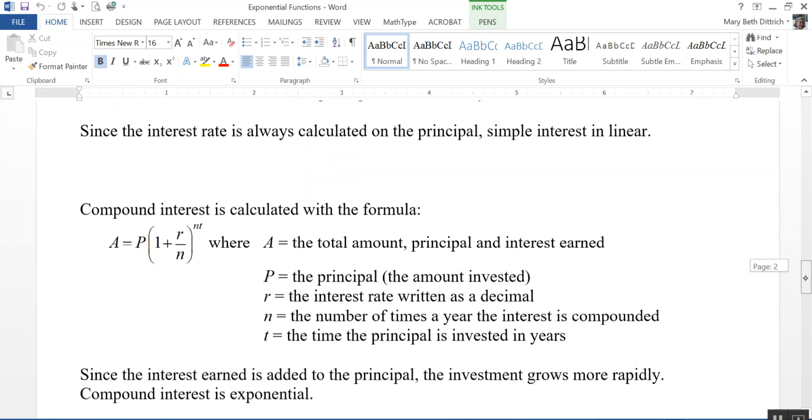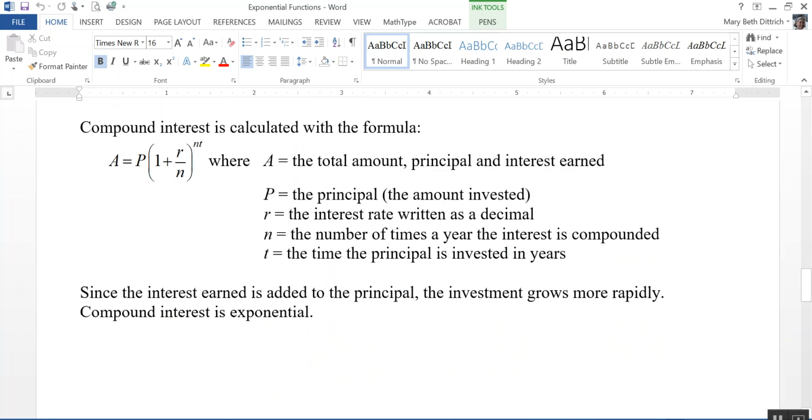Compound interest is calculated with this formula. A equals P times the quantity 1 plus R over N raised to the power of N times T, where A is the total amount, that is the principal and the interest that you've earned, P is the principal, the amount invested, R is the interest rate, written as a decimal, N is the number of times a year the interest is compounded, and T is the time that the principal is invested in years. Since the interest is added to the principal, the investment grows much more rapidly. Compound interest is exponential.